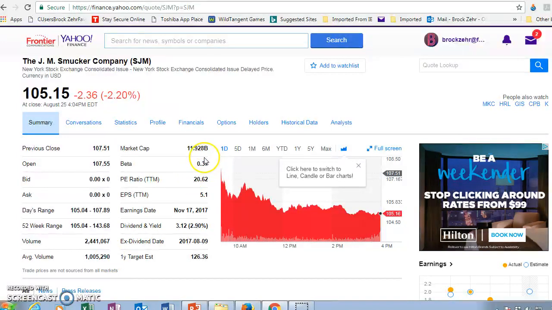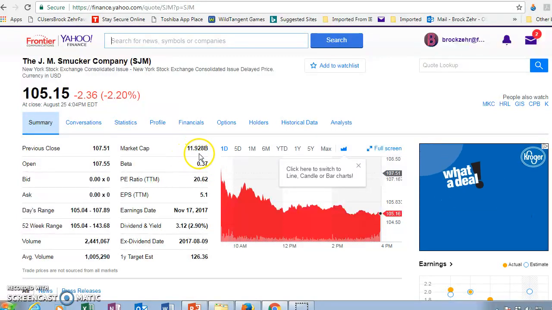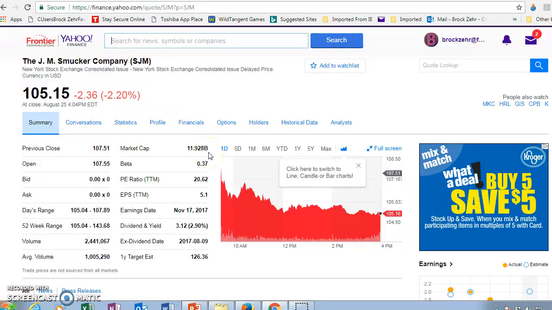Market capitalization is simply the number of shares outstanding times the current price. Smucker's market capitalization is 11.92 B. B is billion. If you had an M there, it would be millions. So $11.92 billion. Beta we will talk about later in the course, as well as PE ratio and earnings per share.